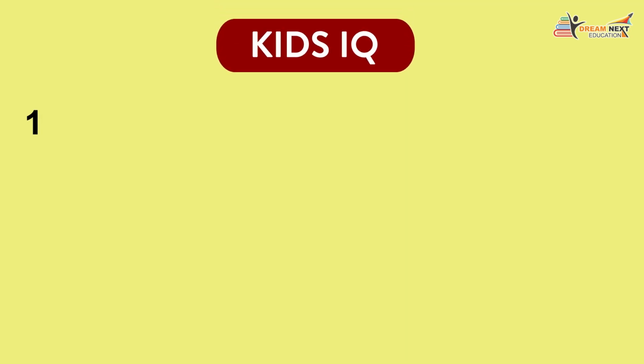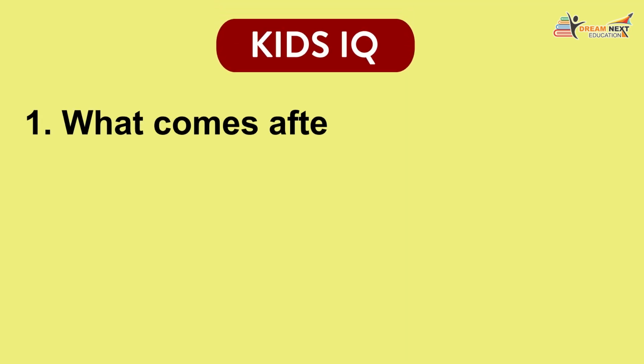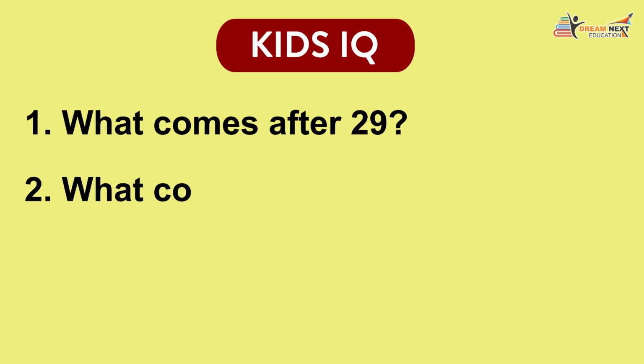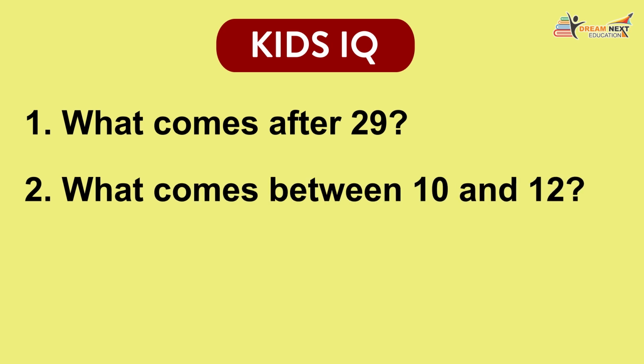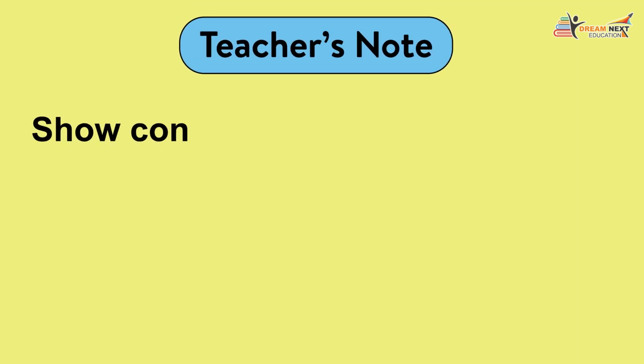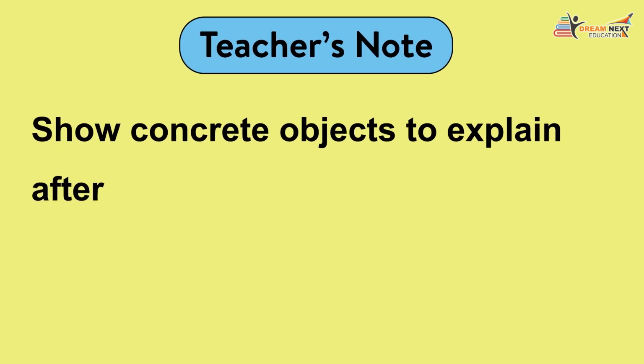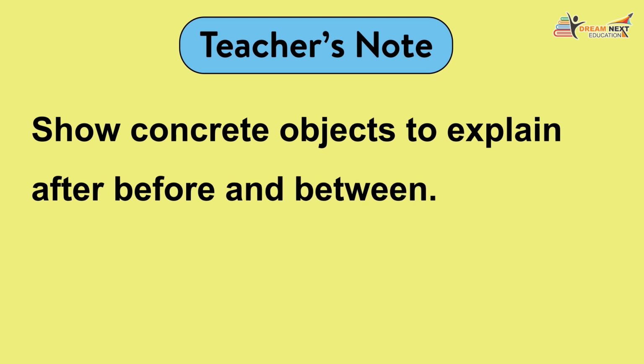Kids IQ. 1. What comes after 29? 2. What comes between 10 and 12? 3. What comes before 11? Teacher's note: Show concrete objects to explain after, before and between.